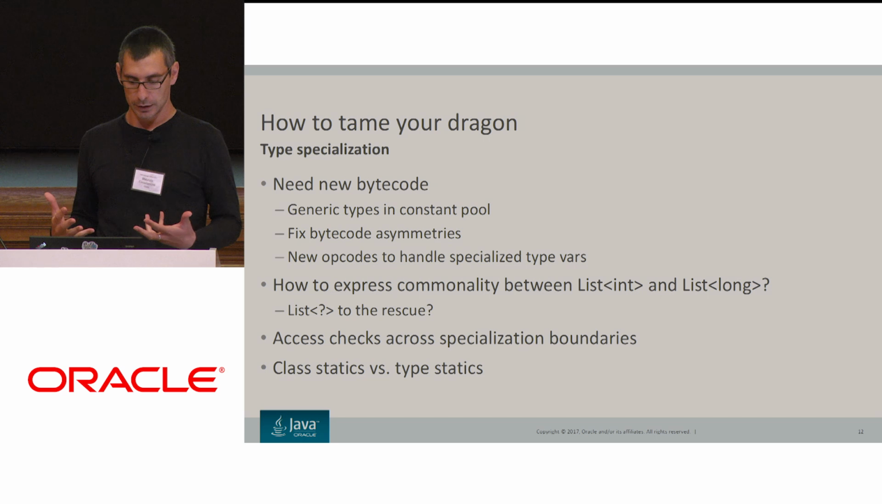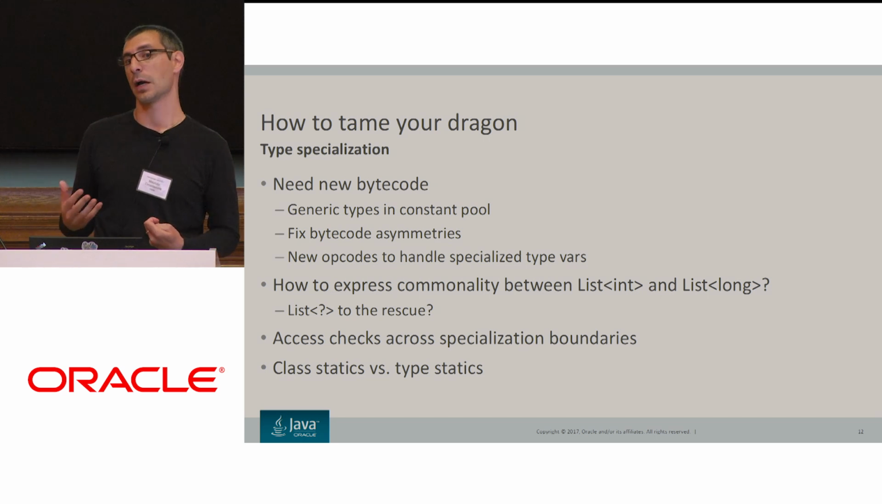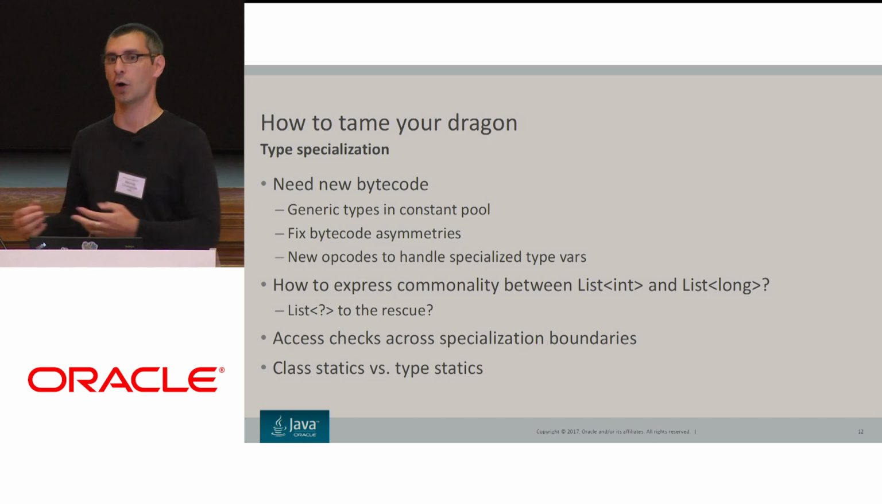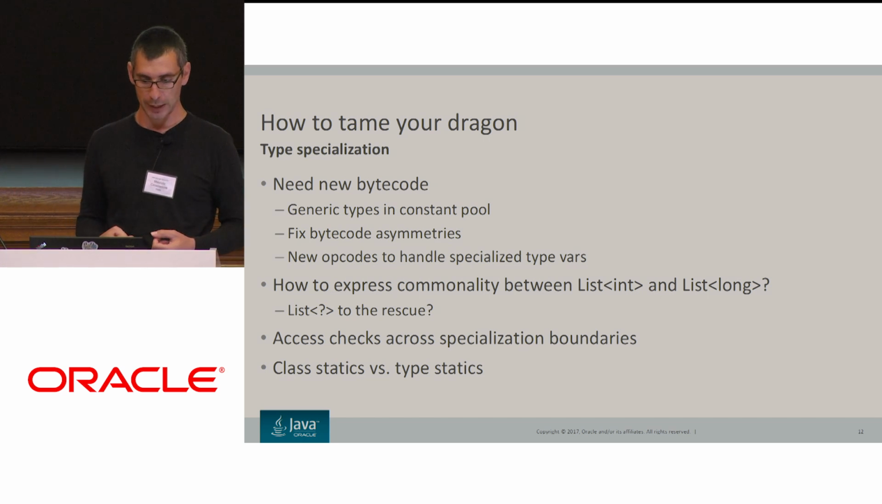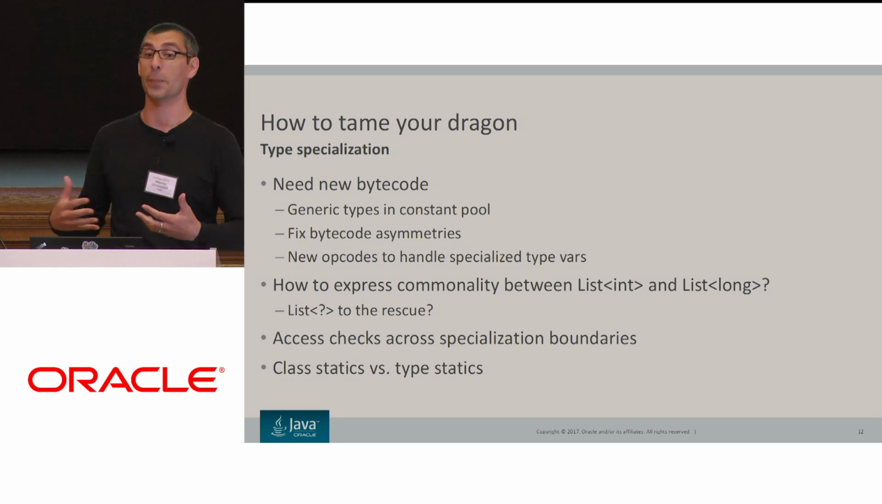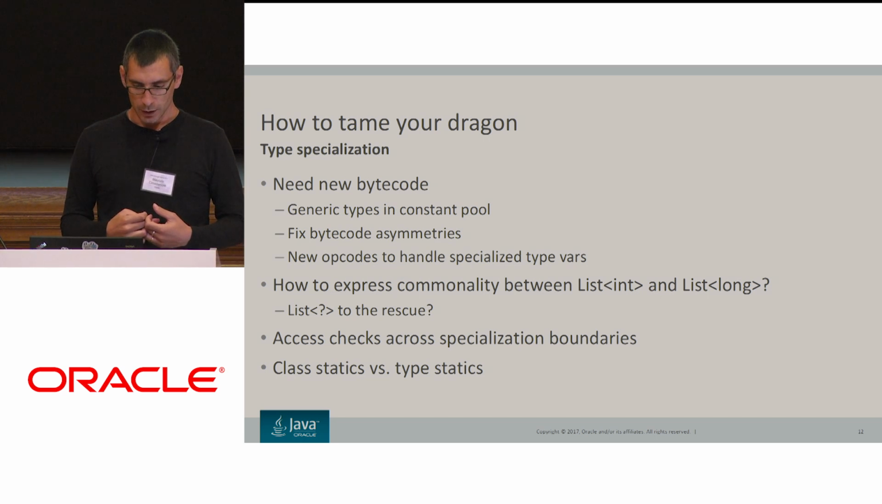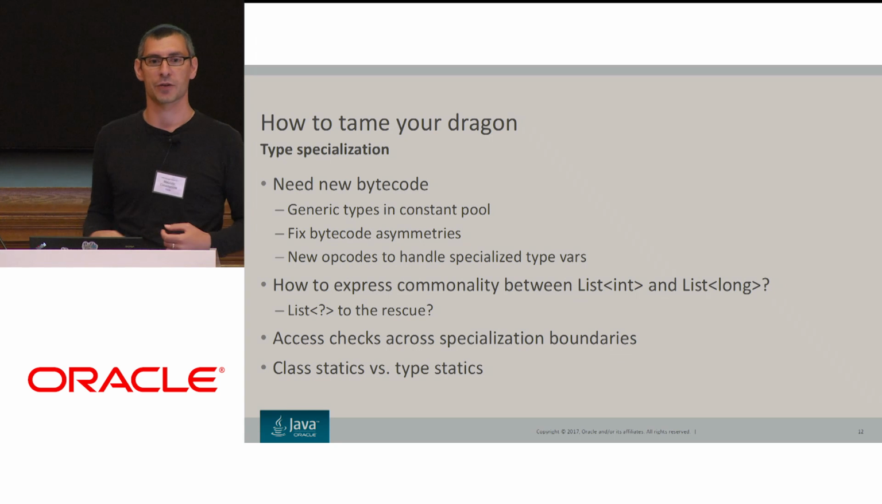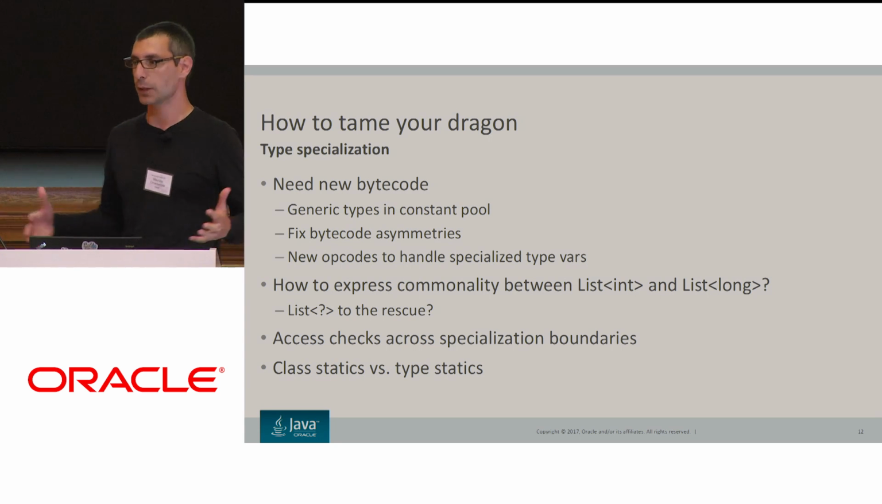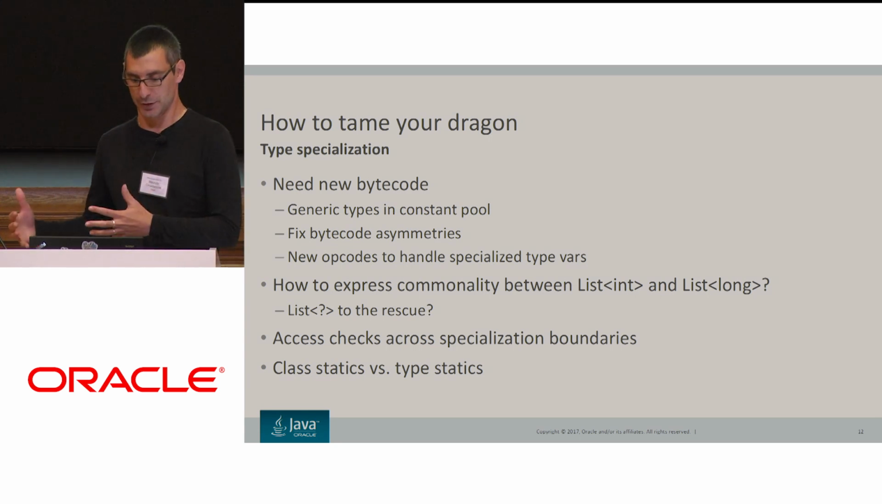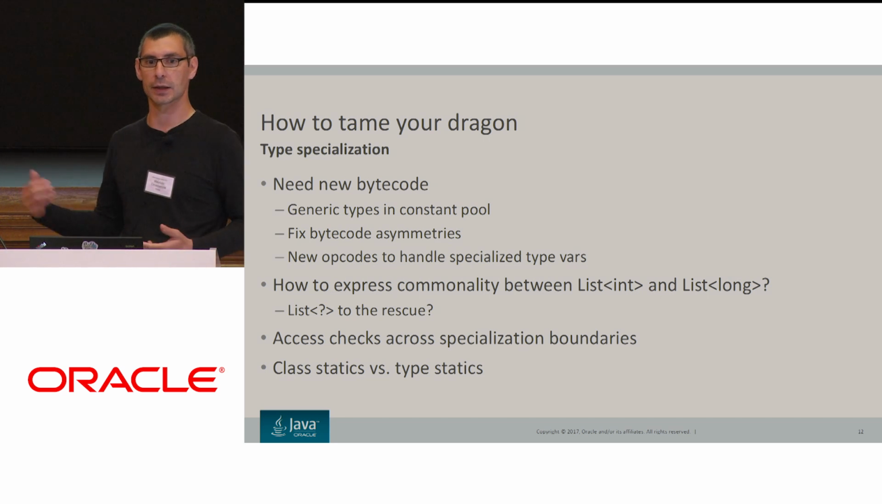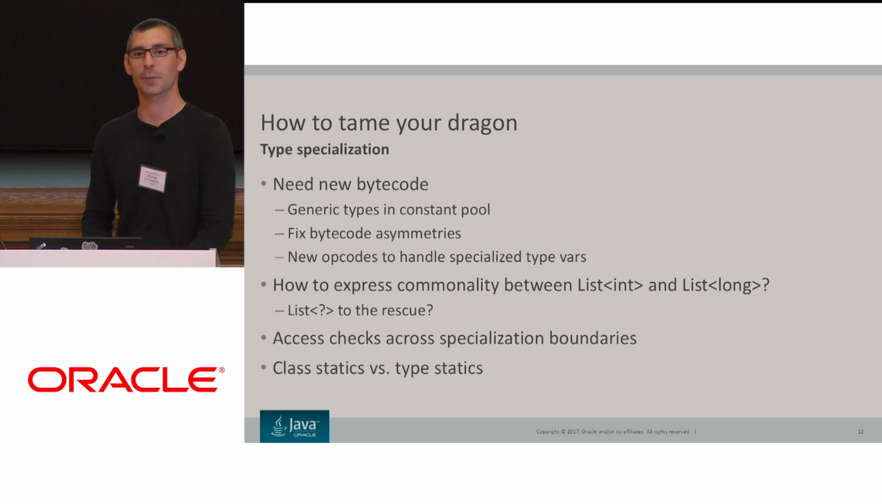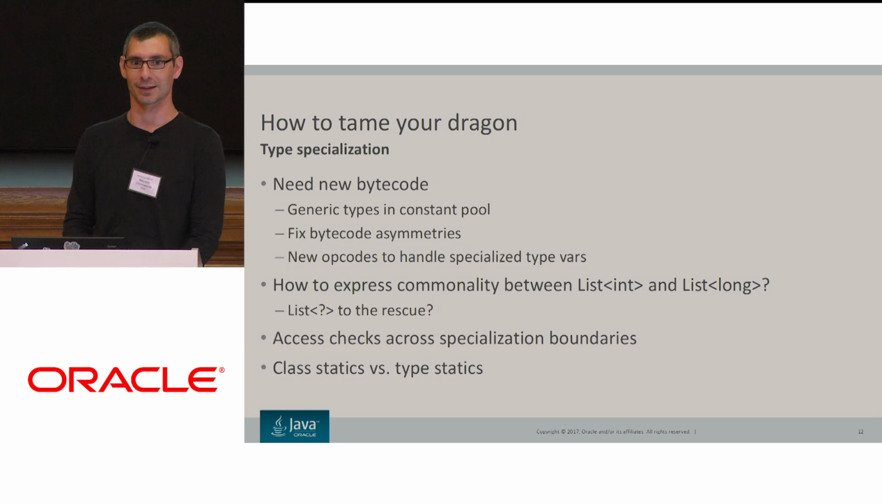Another problem is that we will have specialized type variables, and it is very likely that specialized type variables are going to have their own set of opcodes. So those will need to be added, for example, to do comparison. Then there's all the language side of the problem, which is how do we express the commonality between different specialized lists. So I have a list of int, a list of string. How do I write a method that can take both? Do I use a wildcard here? Yes, we think there's a story, but we are not 100% sure that we can see the light at the end of the tunnel.